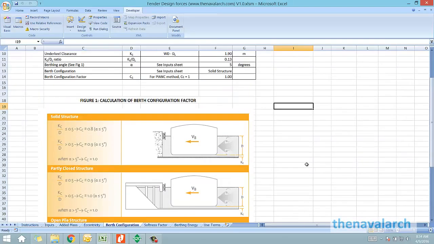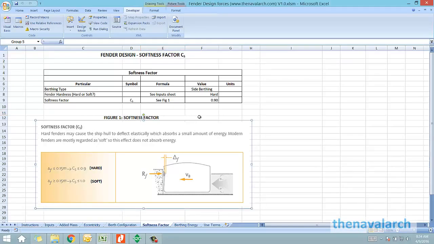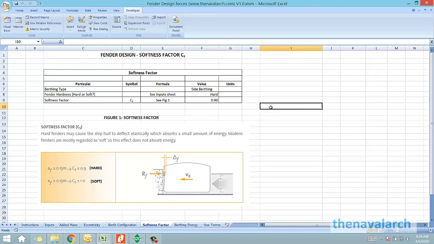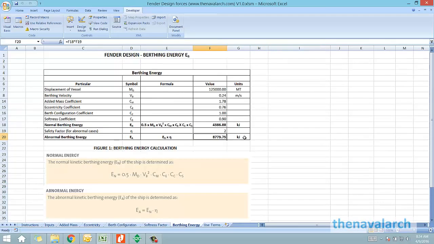Next is the softness factor. This factor comes into play because of the softness or hardness of the fender. Basically, if the fender is soft, then it absorbs much more berthing energy and very little energy is imparted to the vessel. In that case, the softness factor is 1. But if the fender is hard, then it compresses less, it absorbs less energy compared to the soft fender, and some of the berthing energy is imparted to the vessel. In that case, the softness factor is 0.9 and the berthing energy required to be absorbed by the fender is less. Once all these factors are calculated, the final berthing energy is calculated by the spreadsheet.